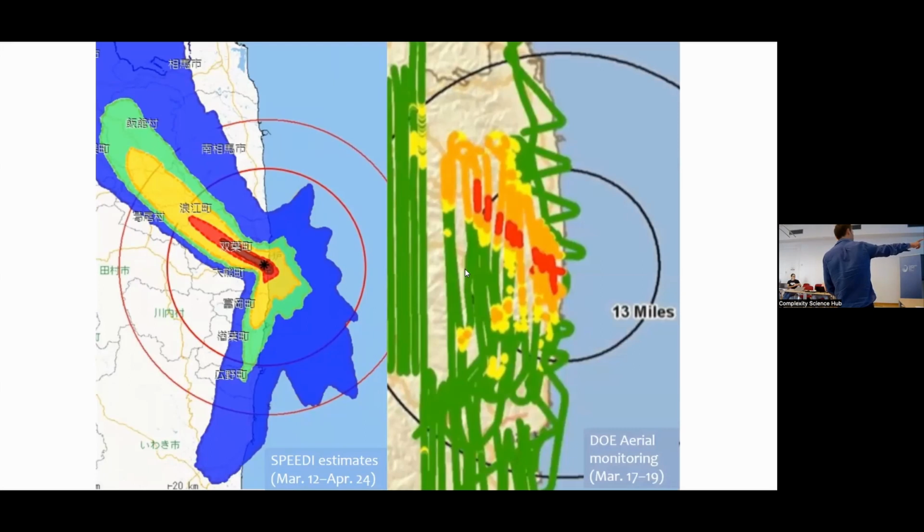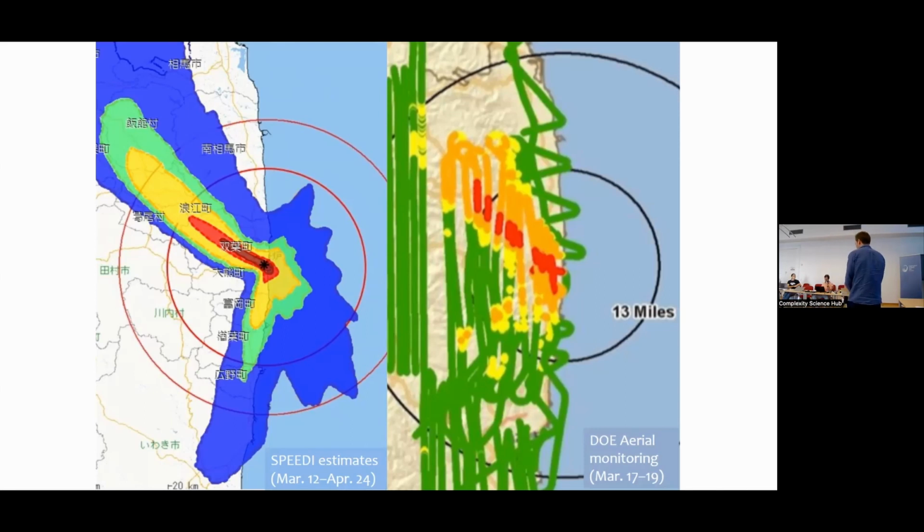This is actual measurements taken by the DOE, the Department of Energy, because the Japanese government collaborates with the US government on many issues. And what the DOE did shortly after the catastrophe is they flew over the zone. And so you see that these two may sort of align. You see something similar, but this is aerial monitoring in real time.